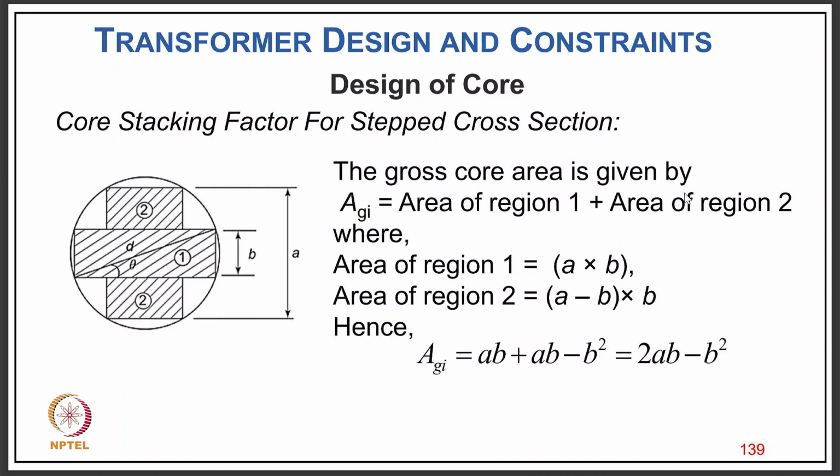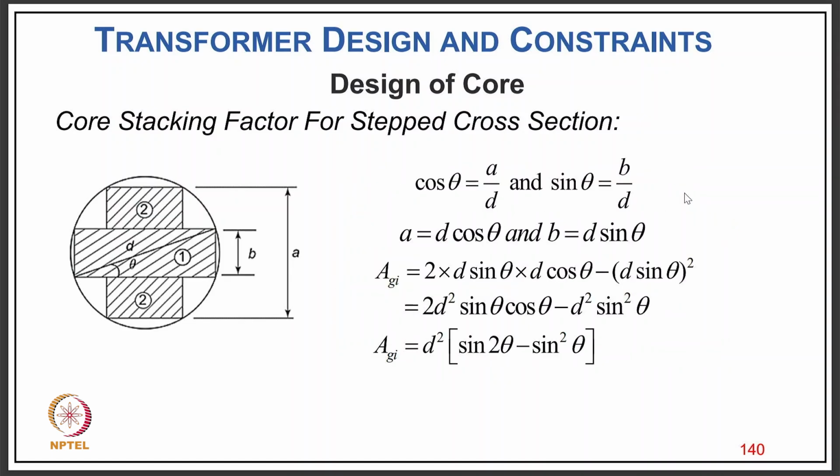Now you can call it the core stacking factor for step cross section area. Why we use stepping cross section, that will give you an idea. So we have a cross section area given by AG equal to area of region 1, as it is mentioned 1 in the inner portion, plus area of region 2, where area of region 1 is A into B, and area of region 2 is A minus B into B. Hence AGI becomes AB plus AB minus B square, or it becomes 2AB minus B square.